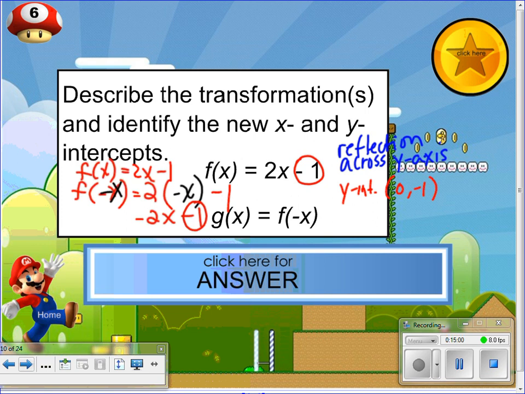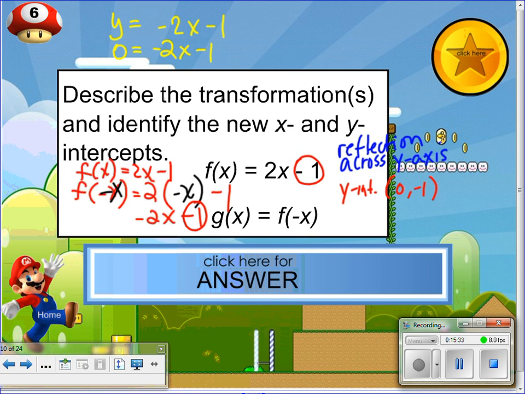Now remember, to find the x-intercept, that's when we make y 0. So let's write our equation, and then let's make y 0 and solve for the x-intercept. Okay, so we have y equals negative 2x minus 1. This is our new equation. We want to solve for the x-intercept, okay? So the x-intercept is when y is 0. So we have y, or 0, is equal to negative 2x minus 1. And then we're going to solve for the x-intercept.